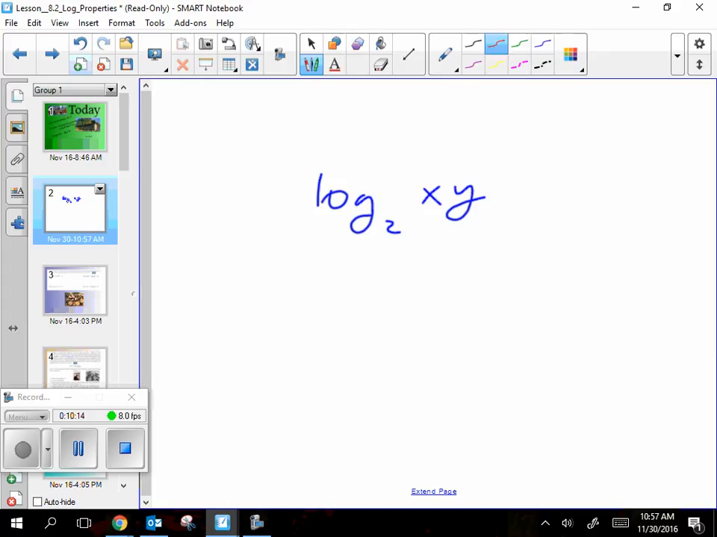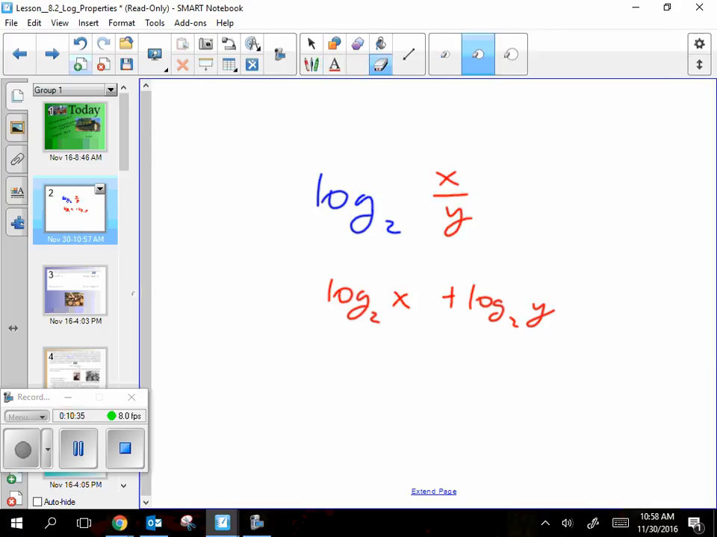Okay, so this one breaks into two logs, log base 2 of x plus log base 2 of y. How would it have been different if this had not been a multiply, but instead had been an x divided by y? It'd be a very similar answer. Yes, sir. Just subtract. I would expand to that.